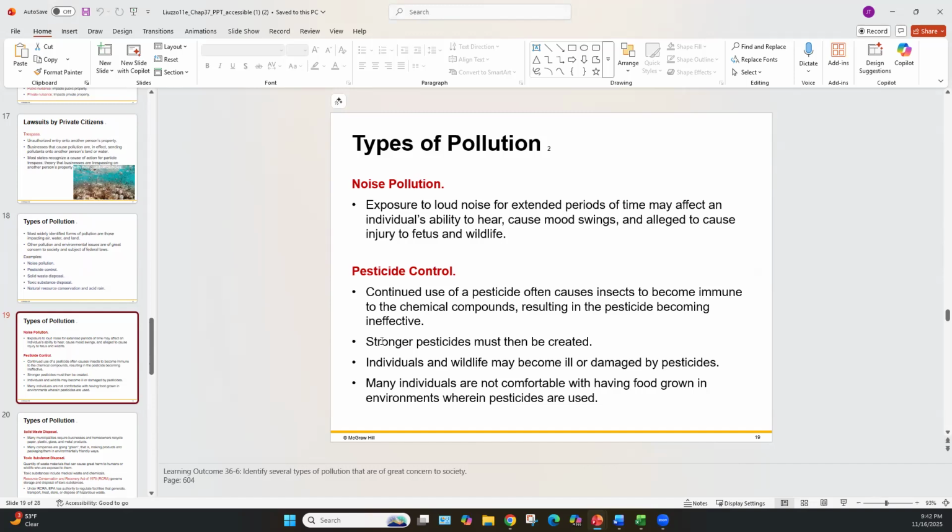Individuals and wildlife may become ill or damaged by pesticides. And earlier, I made that example back in Indiana, how the pesticides not only get into the food that we ingest, but the animals ingest it. When it rains, it runs into the streams, creeks, rivers, ponds, and then of course that's kind of a tangled web it weaves, right?